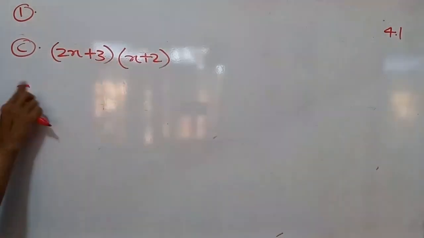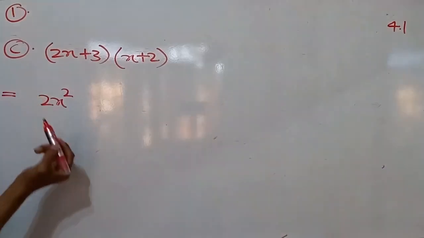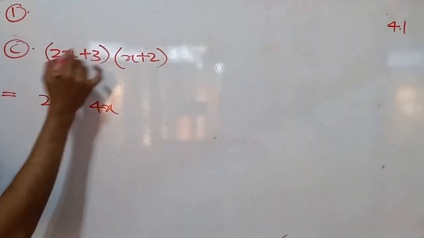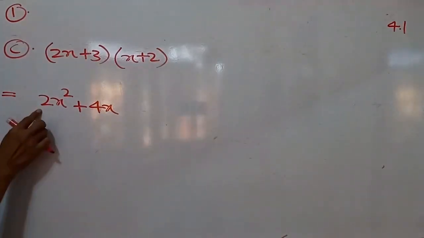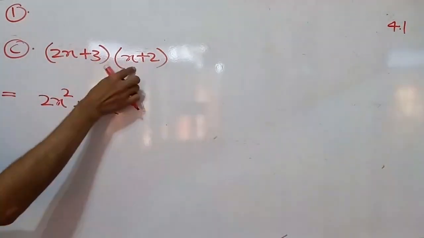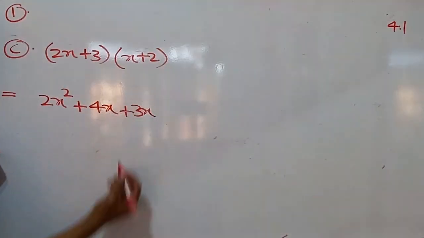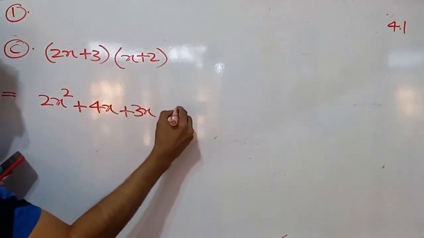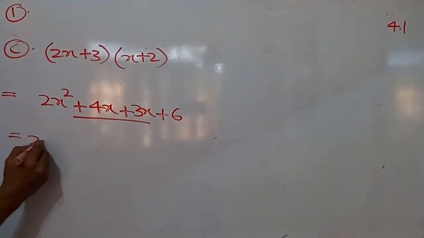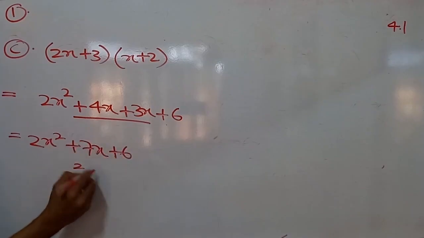So 2x times x, that is 2x squared. 2x times 2, that is 4x. Positive into positive, that is positive. Here also positive. 2 into x, that is 2x squared. Positive into positive, positive. 3 into x, that is 3x. Positive 3x. 3 into 2, that is 6. Positive 6. So here we have 2 like terms. So 2x squared plus 7x plus 6.